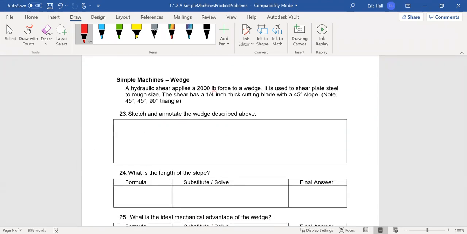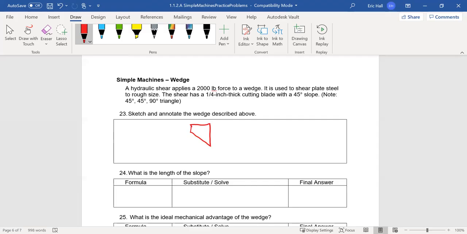Okay, here's the wedge problem. The wedge is kind of strange. A hydraulic shear applies a 2,000-pound force to a wedge. It's used to shear plate steel to rough size. The shear is a 1/4 inch thick cutting blade with a 45-degree slope. So that means it's a 45, 45, 90 triangle. That's a lot of words. So basically what they're trying to say is my shear is something that kind of looks like this.